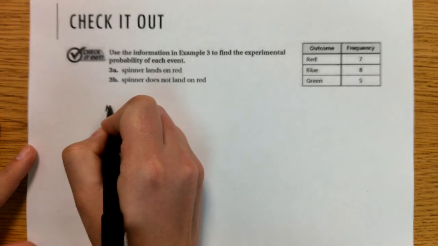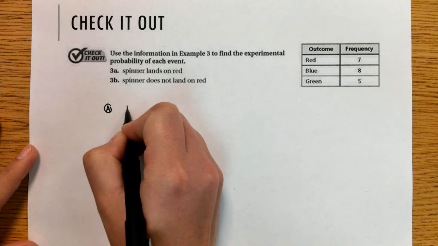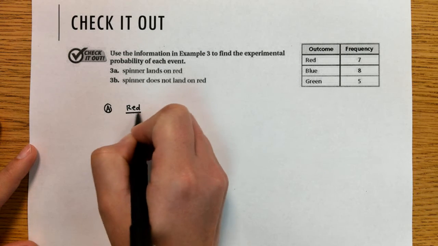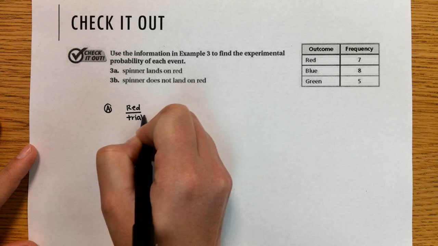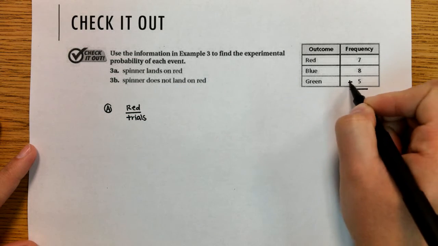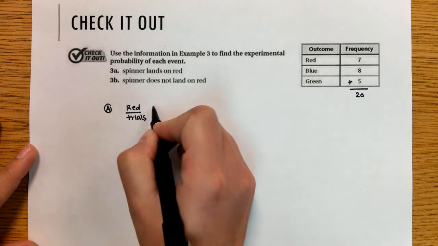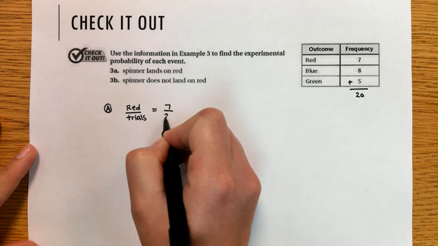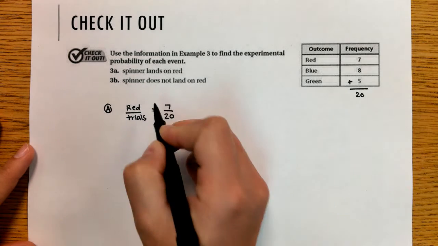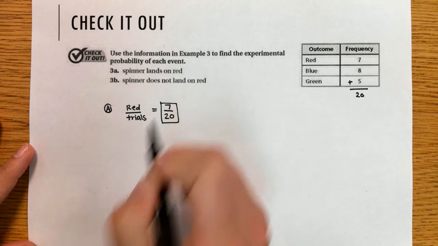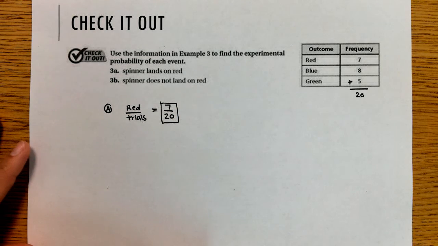So for A, it says the spinner lands on red. So we're going to have red over the number of trials. Okay, and remember our total here was 20. So red is 7, number of trials 20. And this can't be simplified, so 7 over 20 will be our answer.